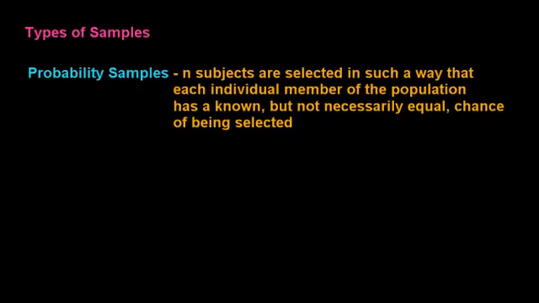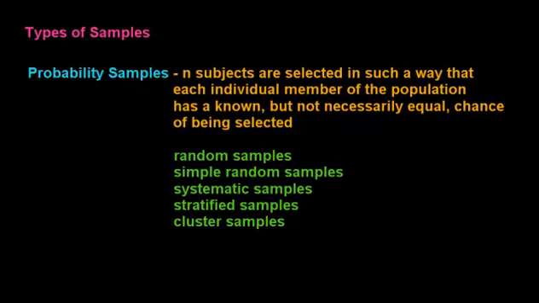The types of samples we will discuss all fall under the topic of probability samples. With probability samples, N subjects are selected in such a way that each individual member of the population has a known, but not necessarily equal, chance of being selected. So the types of samples we will look at that fall under probability samples are these: random samples, simple random samples, systematic samples, stratified samples, and cluster samples.